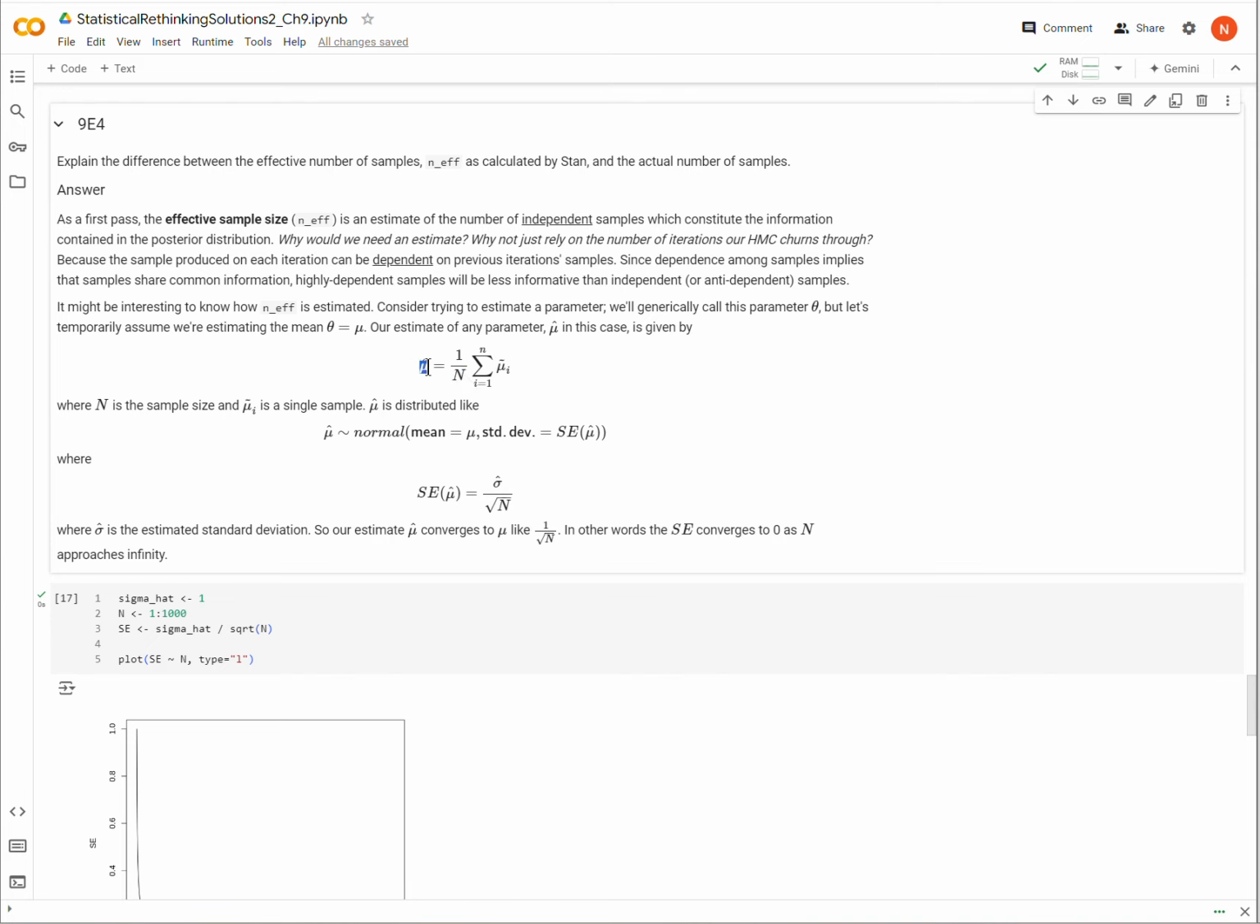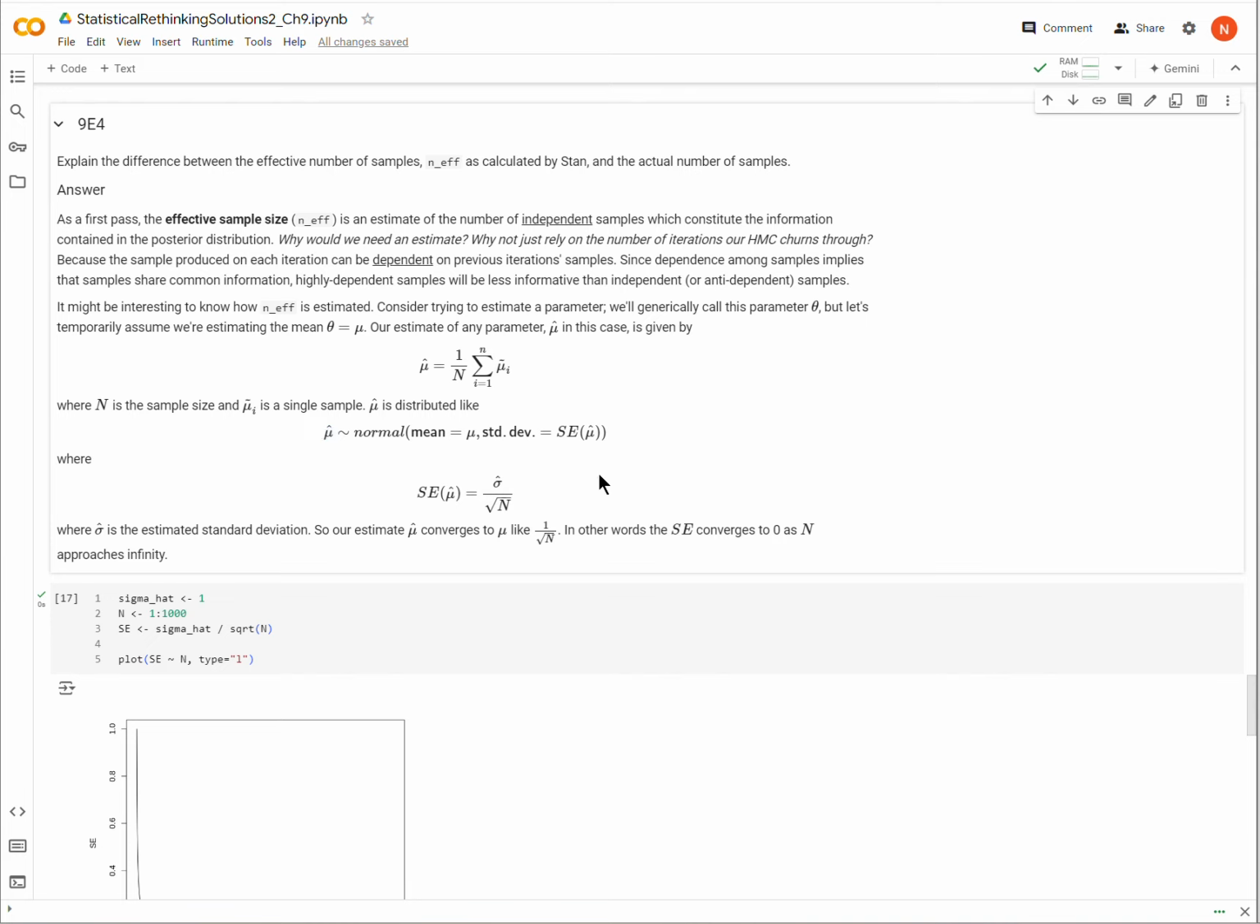So then mu hat would be distributed as a normal distribution centered with a mean of mu, the actual value, and a standard deviation referred to as the standard error of the mean. The standard error of the mean is given by this expression, which is our estimate of the standard deviation divided by the square root of the number of independent samples, which I'm denoting by capital N. So in other words, as N gets bigger, the standard error gets smaller and our estimate mu hat converges to mu.